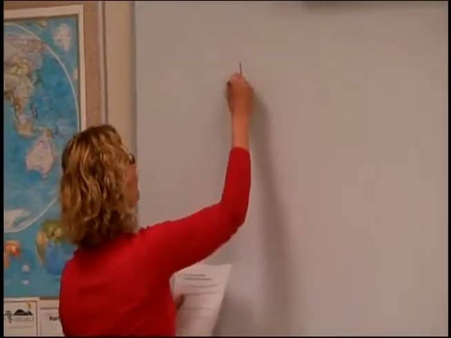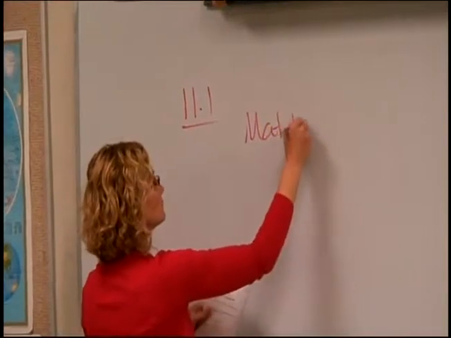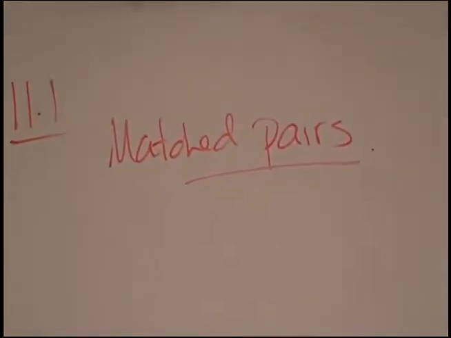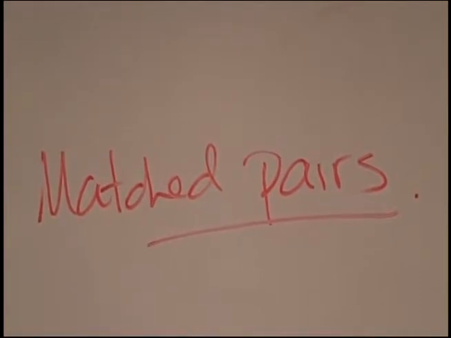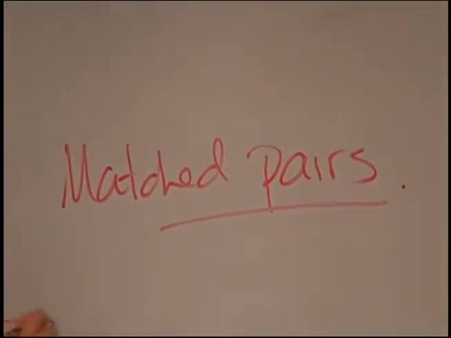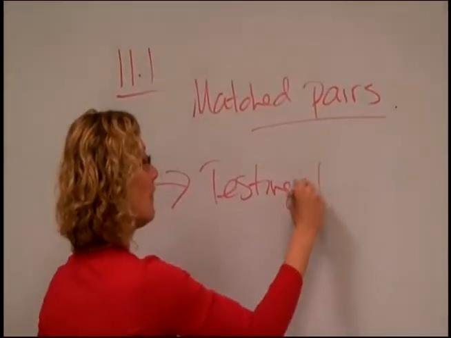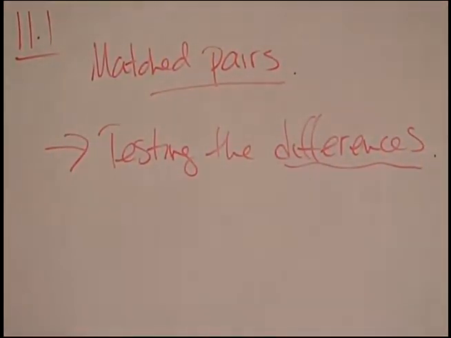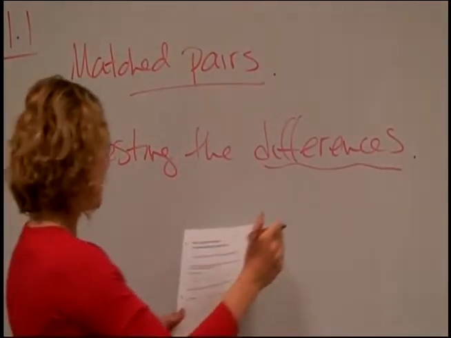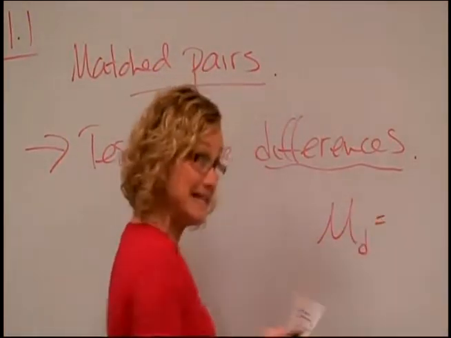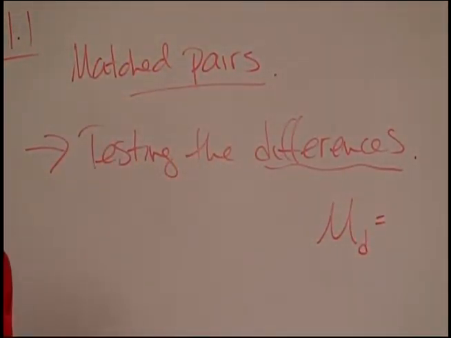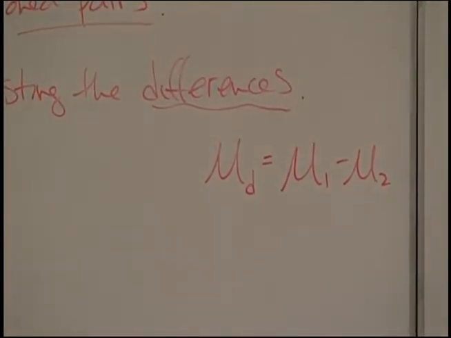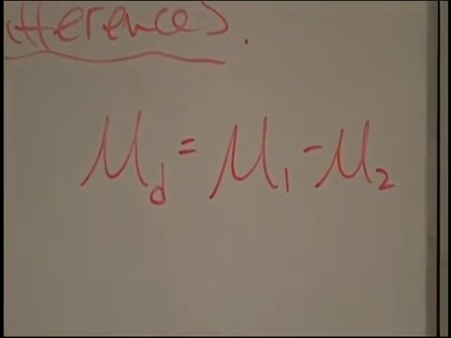This process is called matched pairs, inference for two dependent samples. Here it's really important to note that we're testing the differences between the two groups. What you're really testing is mu d, which is the mean difference, the difference between mean 1 and mean 2. The hypotheses.